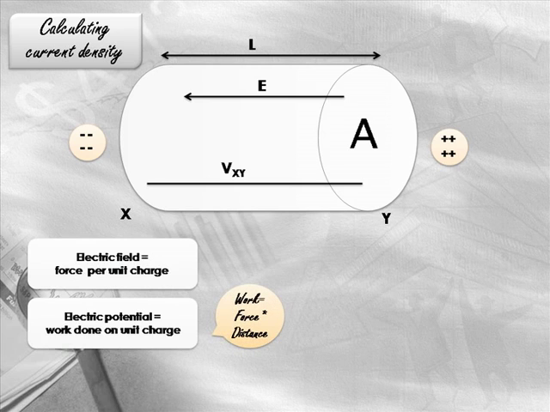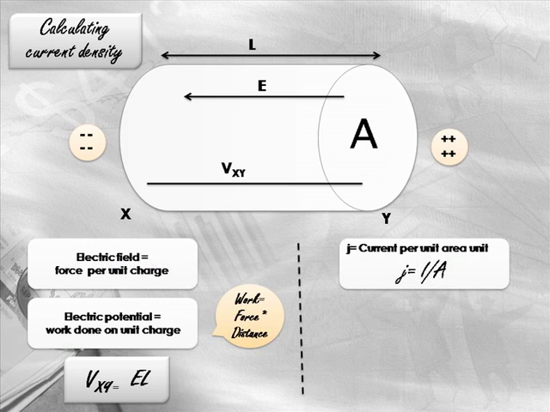Work is nothing but force times distance, so if we multiply the force per unit charge by the distance between the two ends of the conductor, we have our conductor voltage. Therefore, Vxy is equal to E times L. The current density, or current per unit area, is denoted by J. So if I have a current I passing through a conductor of area A, I is equal to A times J, or J is equal to I divided by A.